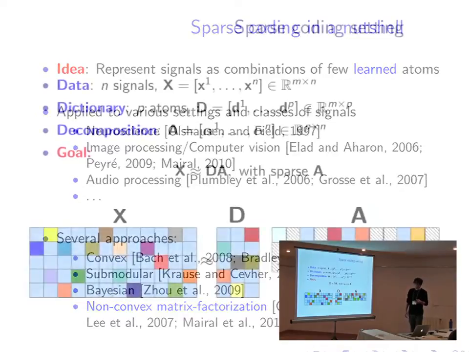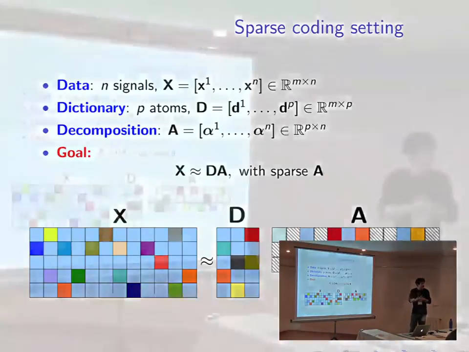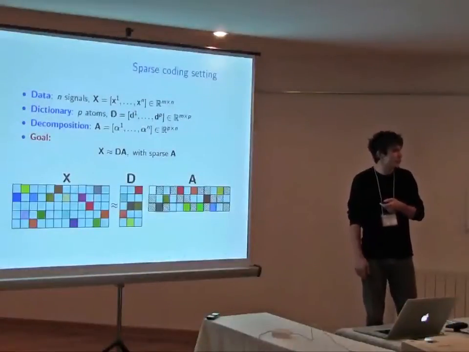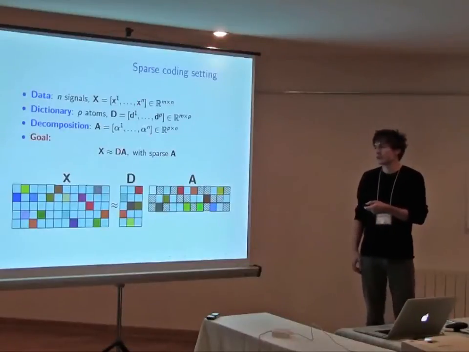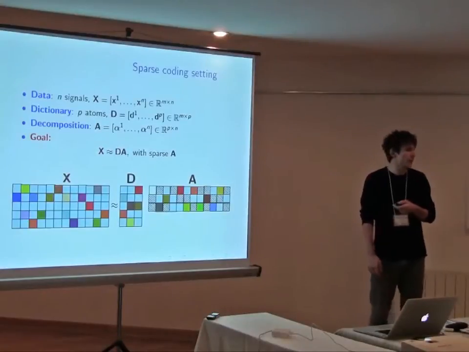In this setting, we consider a set of n signals that are the columns of this matrix capital X, and each of these signals is represented by n features. For instance, an image described by n pixels. We also consider a dictionary composed of p atoms, which are the columns of this matrix capital D here. We consider also a decomposition matrix that contains the sparse decomposition for each of the signals, contained in the columns of this matrix capital A. The idea is to represent each signal as a sparse linear combination of dictionary elements. This can be written in matrix form as X should be approximately equal to D times A.